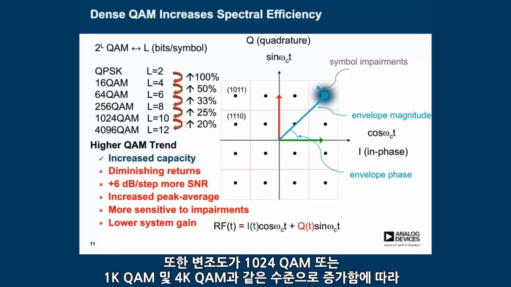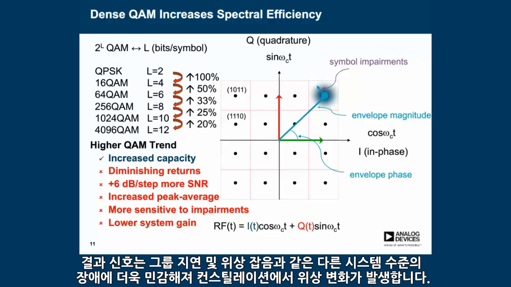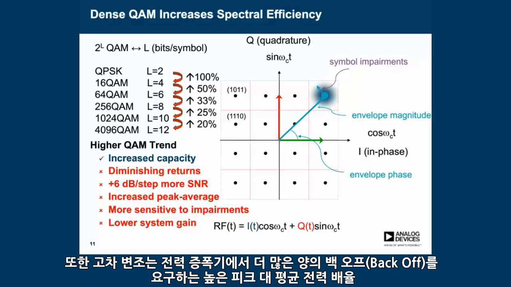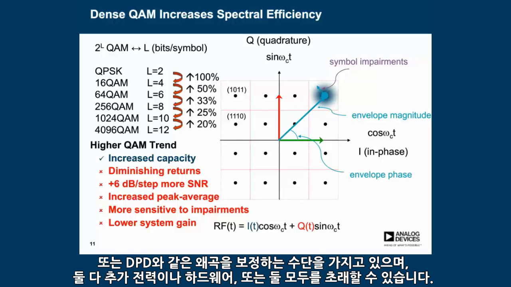Additionally, as the modulation depth is increased to levels like 1024 QAM, also called 1K QAM, and 4K QAM, the resulting signal becomes more sensitive to other system-level impairments, like group delay and phase noise, which causes phase shifts in the constellation. The higher order modulation also has a higher peak-to-average power ratio, requiring higher amounts of backoff at the power amplifier or means to correct for distortion like digital pre-distortion, both of which cost extra power or hardware or possibly both.